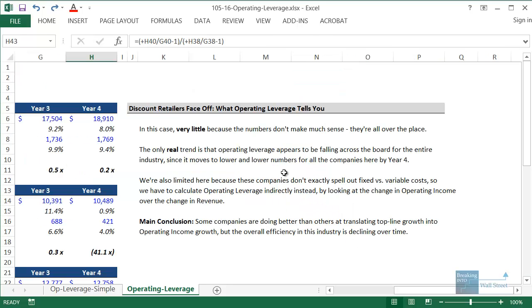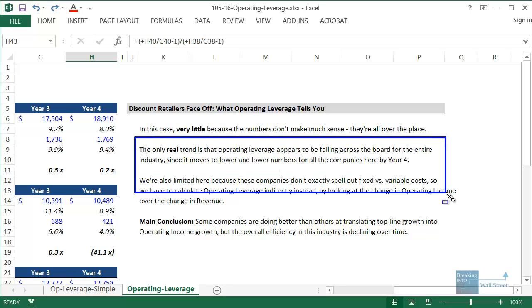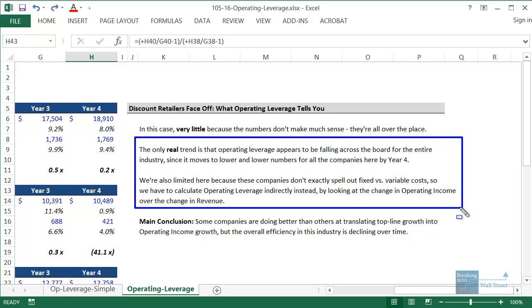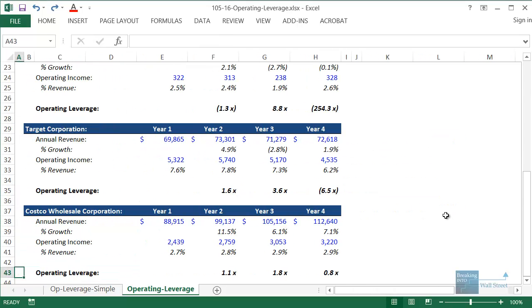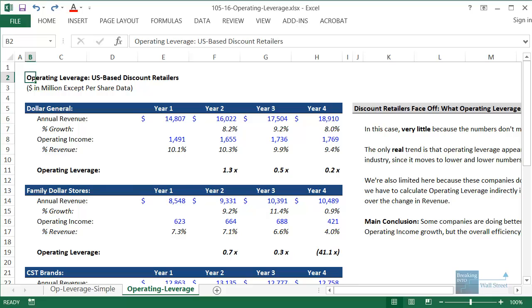So the overall conclusion here is that these numbers don't really tell us very much because they're all over the place. The only real trend is that operating leverage seems to be falling for all the companies. Some companies are doing a little bit better at translating top line growth in sales into operating income growth, but overall, the efficiency in this industry is not great and it appears to be declining over time. So those are a few real examples of how you might look at this.